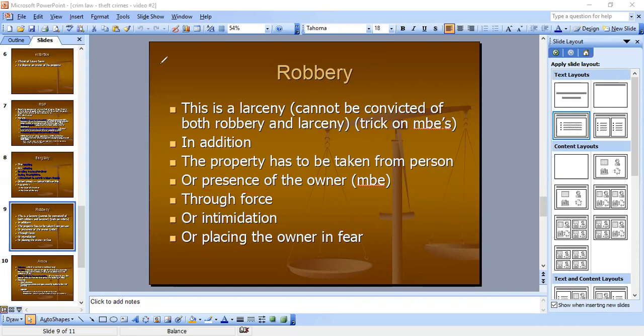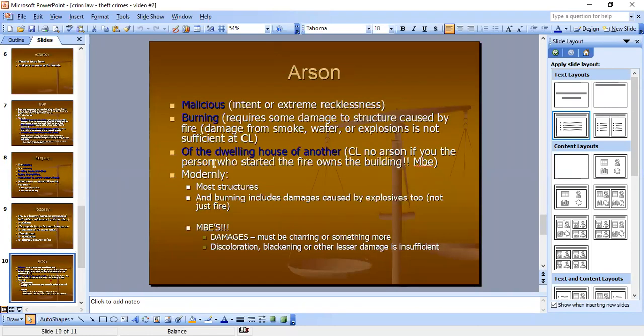Arson is next. Okay, elements: malicious burning of the dwelling house of another. Malicious intent or extreme recklessness. I get that wrong a lot. It has to be that you have the intent or extreme recklessness to burn, or malicious. This is the malicious act that they're trying to get you to see on MBEs. Burning requires some damage to structure caused by fire.